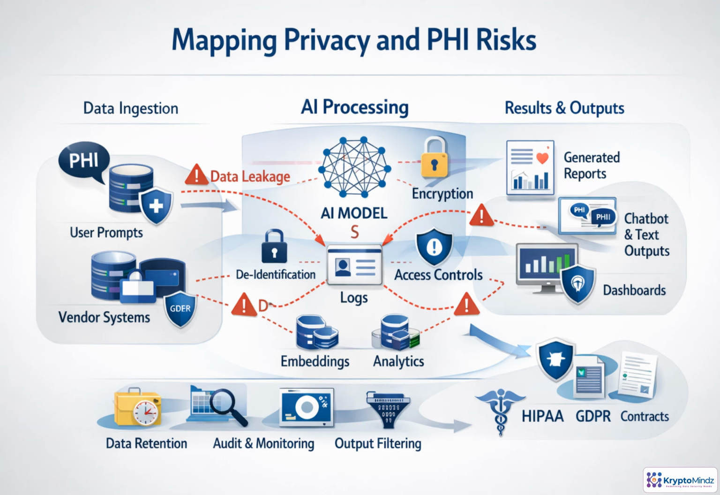Privacy risk mapping starts by following sensitive data through the AI workflow. PHI can appear in prompts, vendor feeds, embeddings, logs, analytics, and generated outputs. At each touchpoint, connect the risk to required safeguards: de-identification, access control, encryption, retention limits, monitoring, and output filtering. This creates a traceable link to HIPAA, GDPR, and contract obligations, supported by evidence such as data flow diagrams, access records, encryption settings, and audit reports.